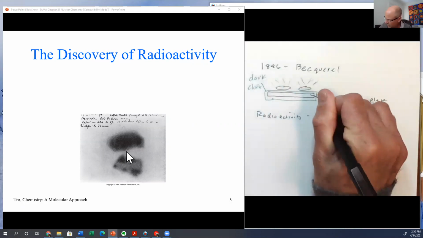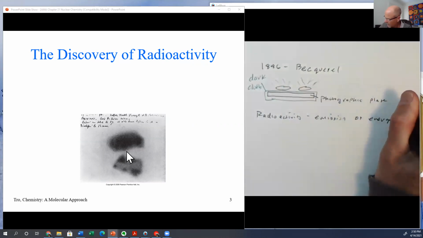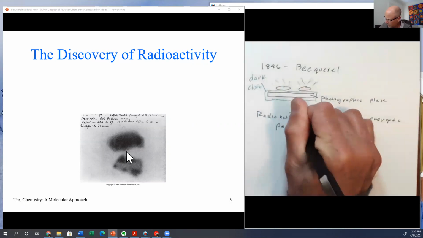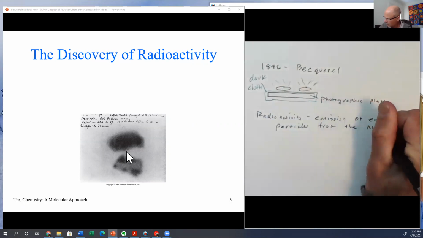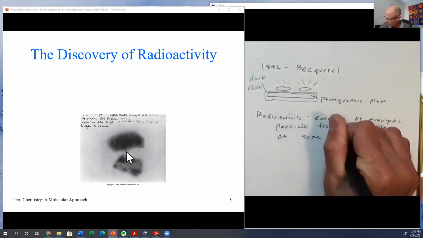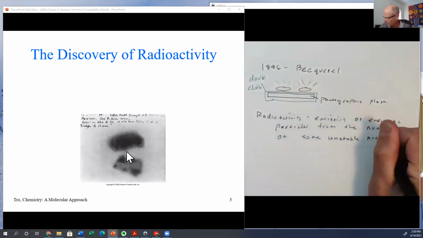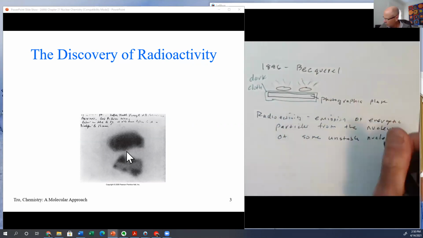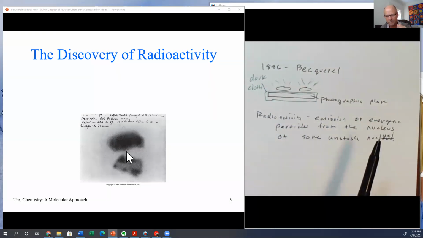is the emission of energetic particles from the nucleus of some unstable nuclei. That's not a very good definition, there's not very good wording, but okay: the emission of radioactive particles from the nucleus of some unstable nuclei.